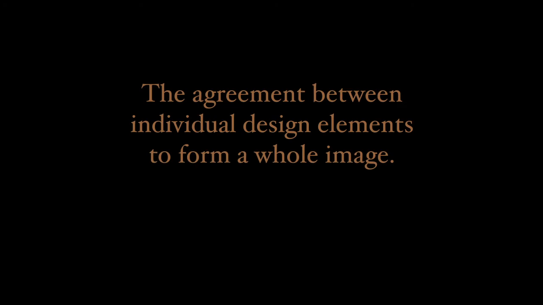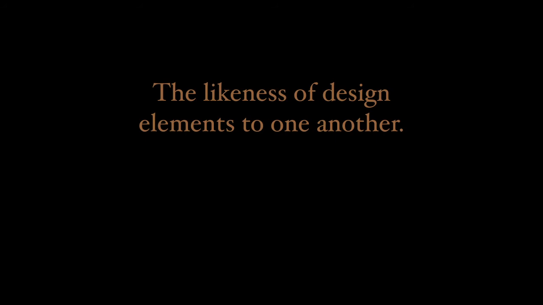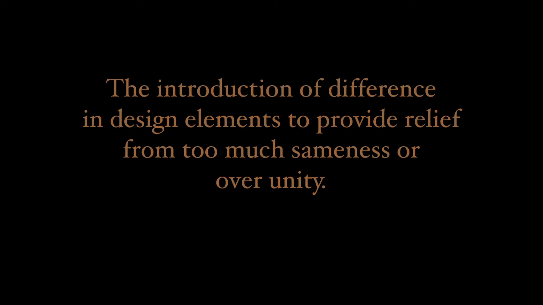As previously mentioned, unity is the agreement between individual design elements to form a whole image. Agreement is the likeness of design elements to one another. Too much likeness can make a design dull or over-unified. Variety is the introduction of difference in design elements to provide relief from too much sameness or over-unity. Proximity is the spatial distance between design elements.